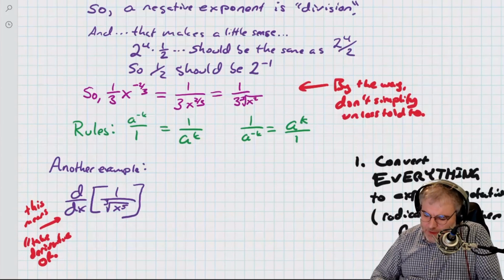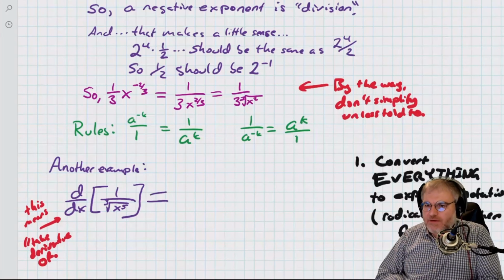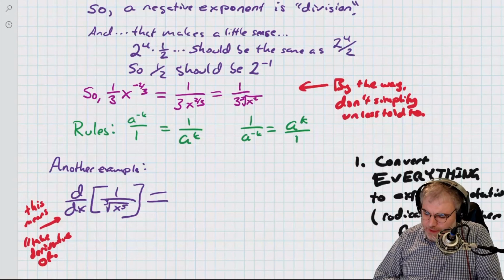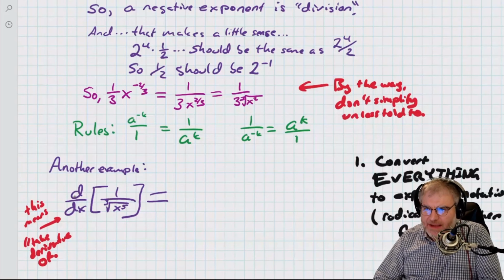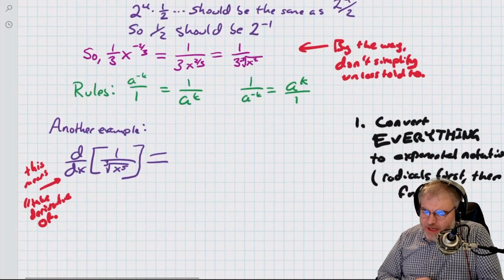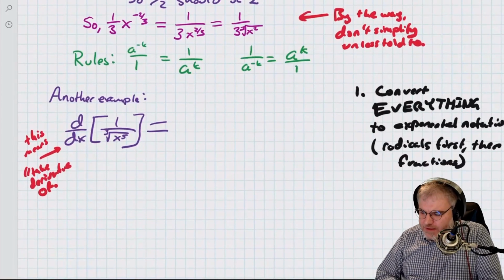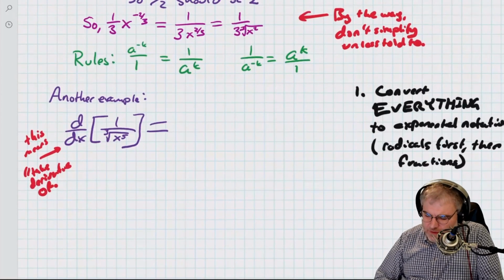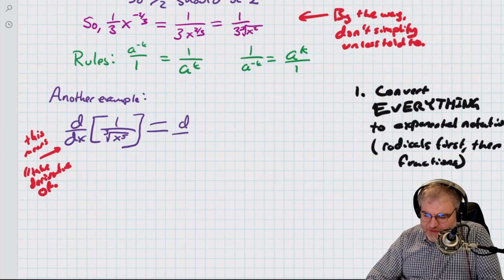All right. So I'm going to take the derivative up. That's d over dx, not to be confused with dy over dx. All right. So this right here, you can think of it as a verb. It's a command. Do this. I'm going to convert everything to exponents first. Radicals first, and then the fractions. So this is the derivative.